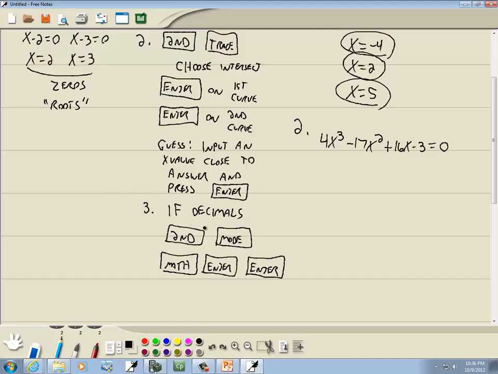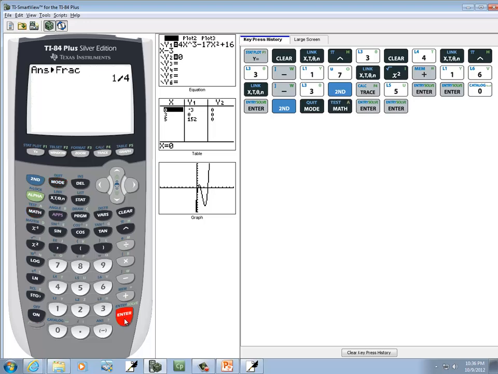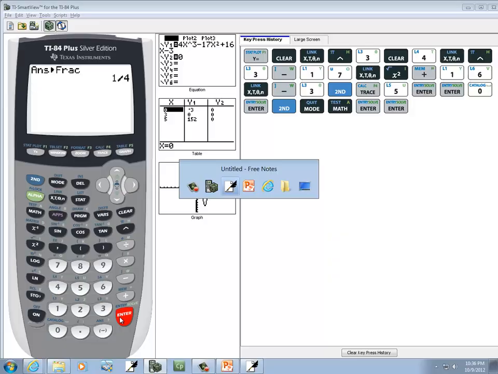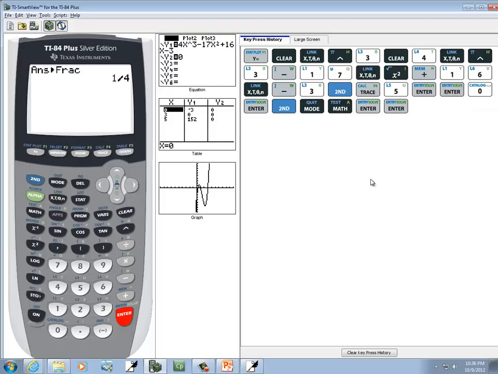Well, this is step 3. If you have decimals, second mode, and then math enter enter. So we're going to do second mode, math enter enter. And we get 1/4. So that's our first answer.